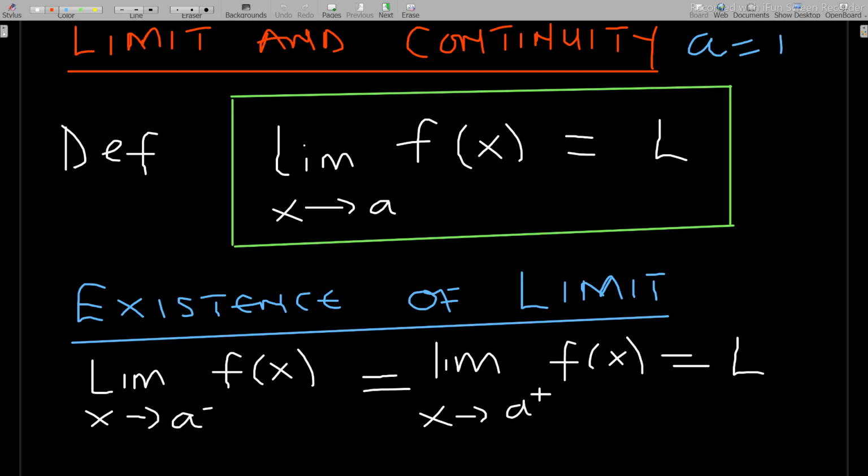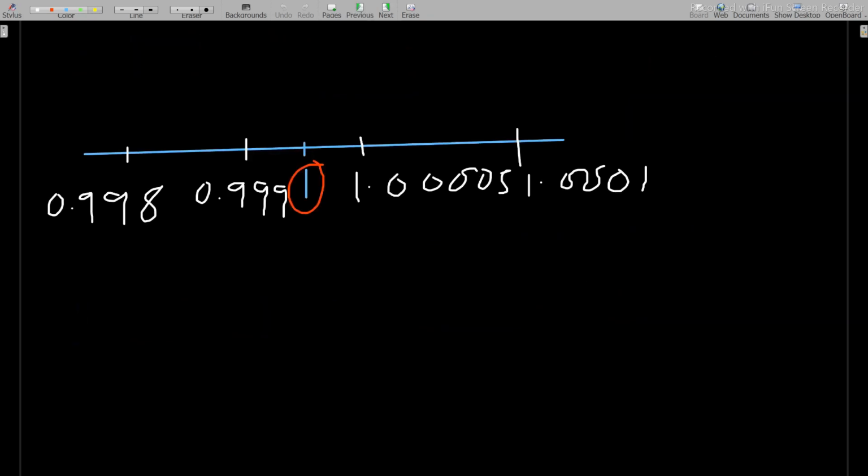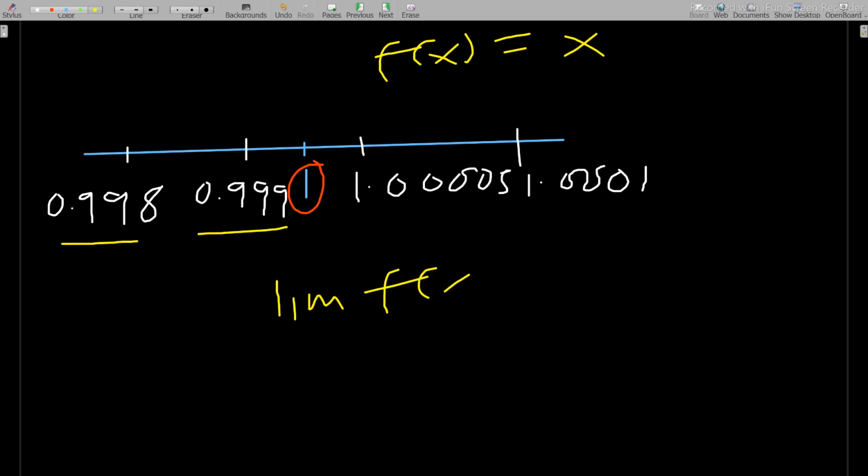Now let's talk about the existence of a limit. When do we say that the limit exists? The limit exists if the limit of f of x as x approaches a from the left, meaning when you pick values from this side and plug them into f, matches the limit from the right. Let's say f of x is equal to x. Then the limit of f of x as x approaches 1 is the same as the limit of x as x approaches 1.